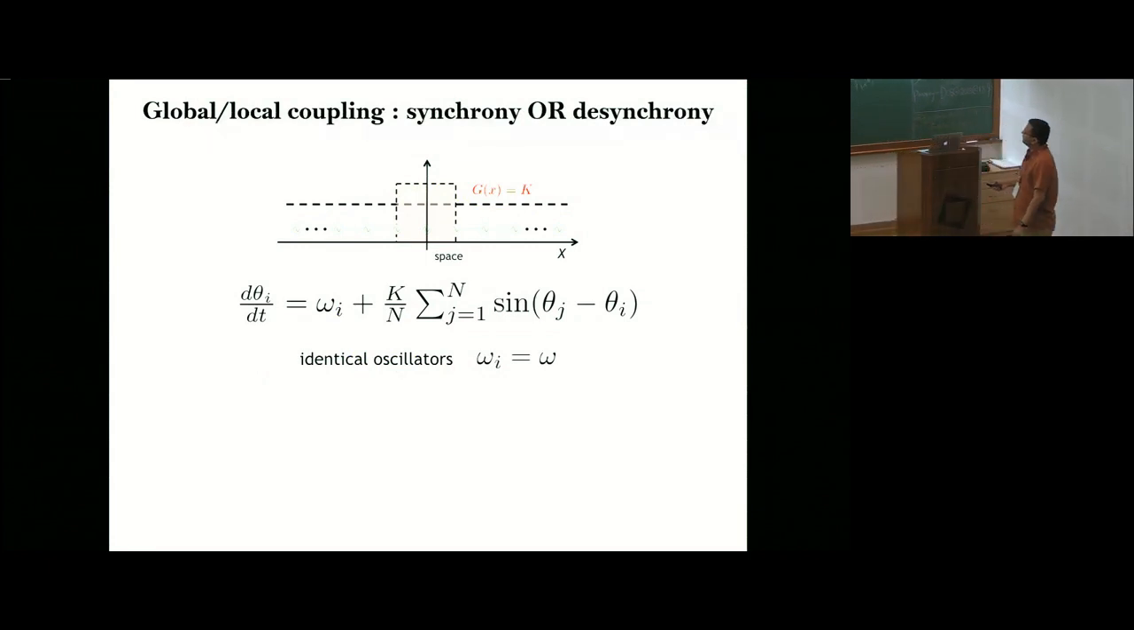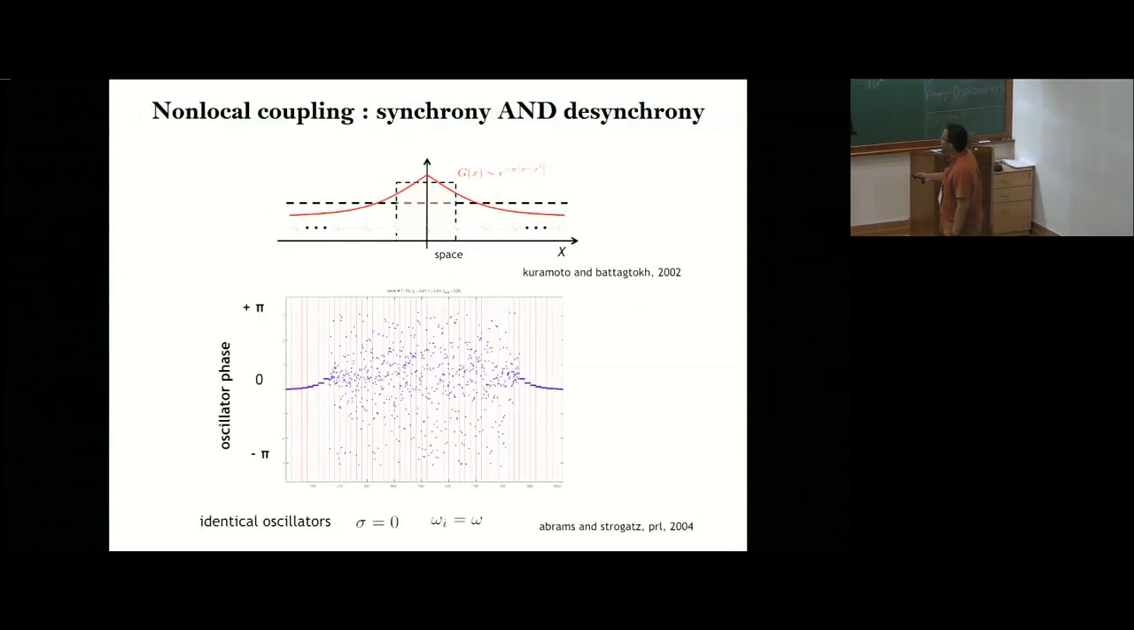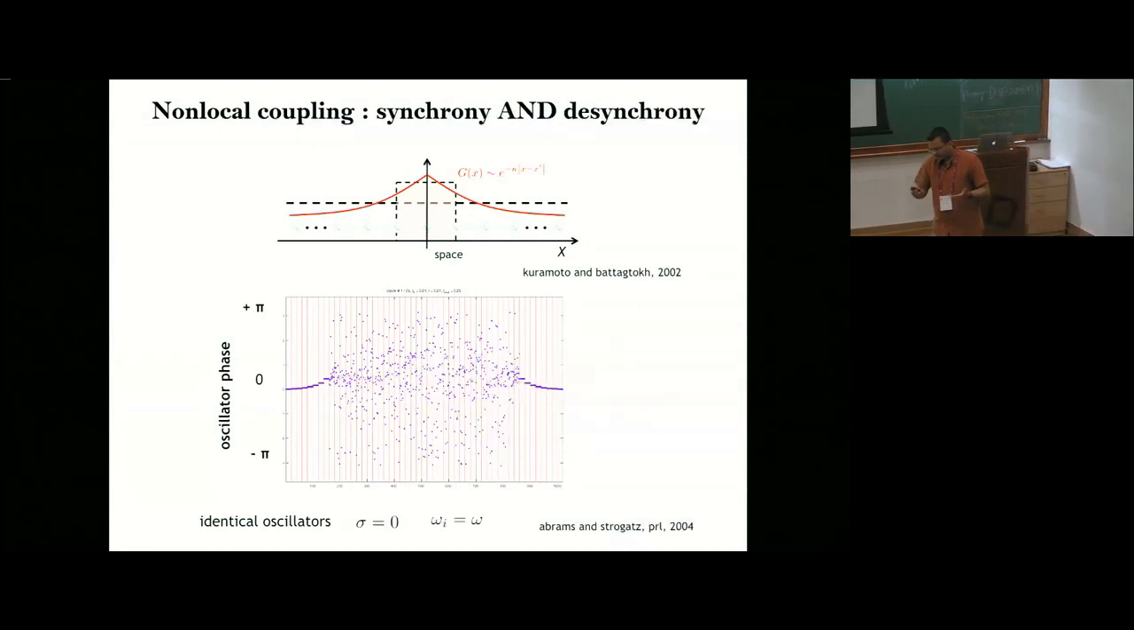But this changed when this idea of democratic coupling leading to synchrony in the population was challenged by a very interesting study in 2002 by Kuramoto, where they considered a ring of these phase oscillators, the model on a ring, and the coupling strength, the coupling kernel, depended on the distance between the oscillators, like so.